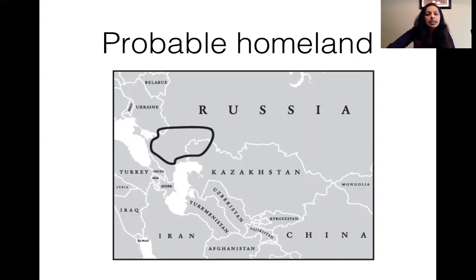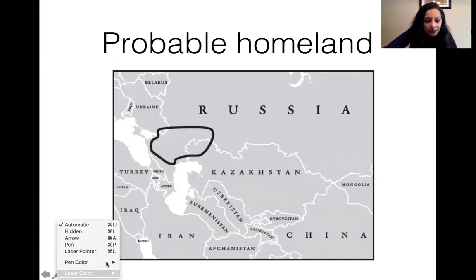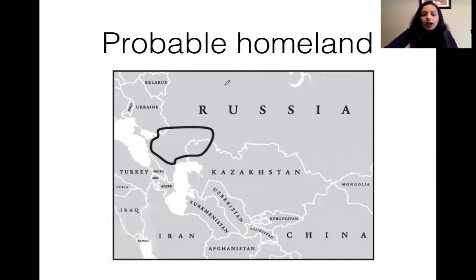So as you can see, here is Russia. This is Russia. So that's the Russian border right here, right? And then you have Turkey, Ukraine, Georgia, Armenia, Azerbaijan, etc. right here. So this is supposed to be where Proto-Indo-European originated, right? So Russia, with the borderline of Georgia, Armenia, Azerbaijan, and Turkey, is supposed to be where it originated.